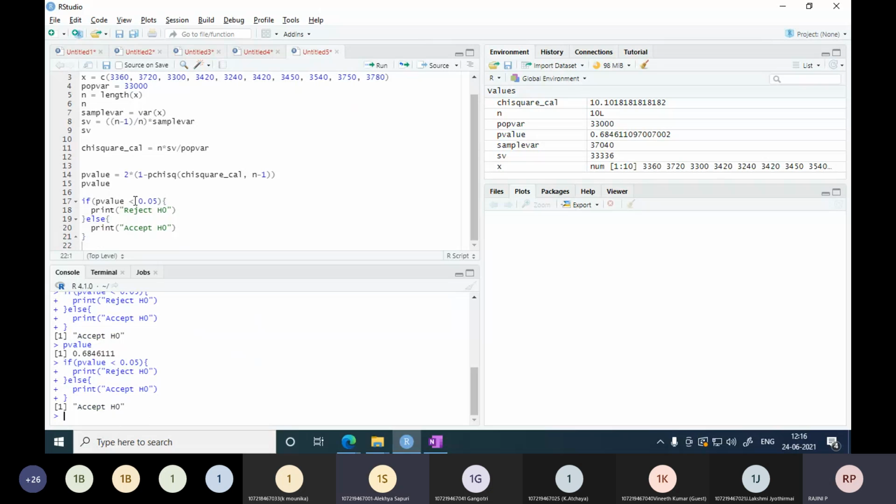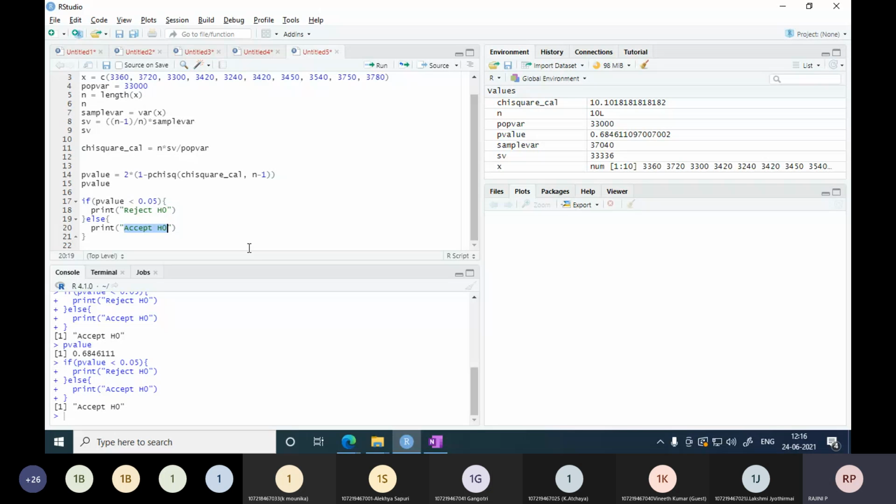The p value is more than the level of significance. It is 0.6, which means it is more than the level of significance. That's why it is returning the conclusion as accept H naught. Accept H naught means what? There is no association between eye color and hair color.